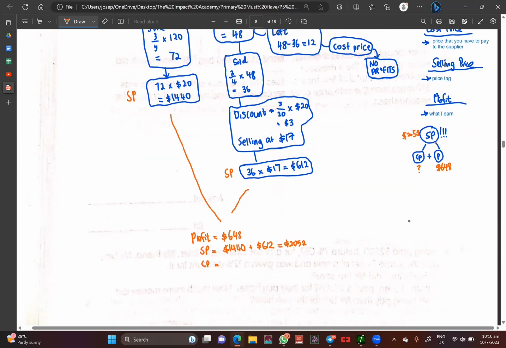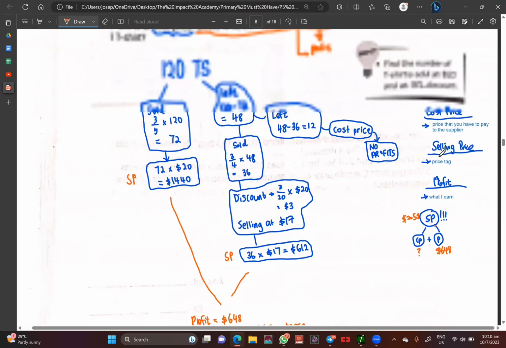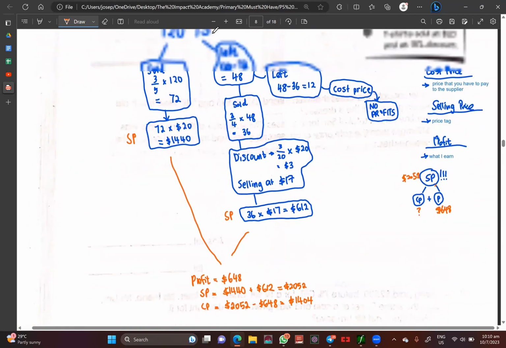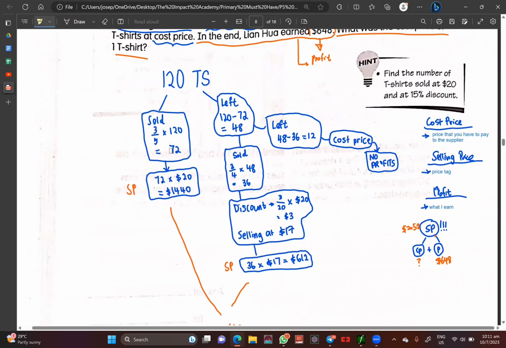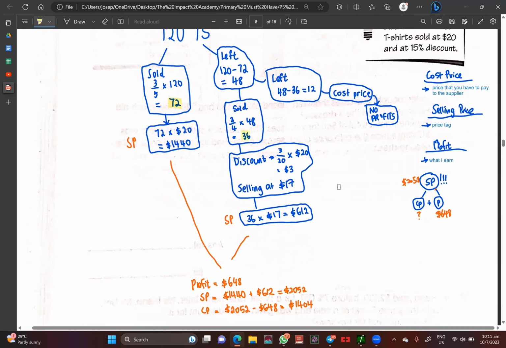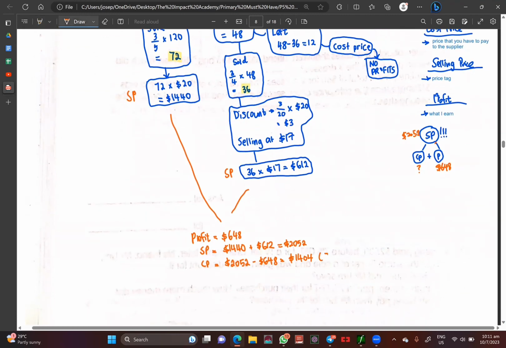So cost price is basically selling price minus away profit. We simply do 2052 minus 648, and we get an answer of 1,404. Now, but this is not for one t-shirt. If you're wondering, this is for how many t-shirts? Remember in the first part, the person sold 72. In the second part, the person sold 36. So this is for 72 plus 36, which gives me 108 t-shirts.